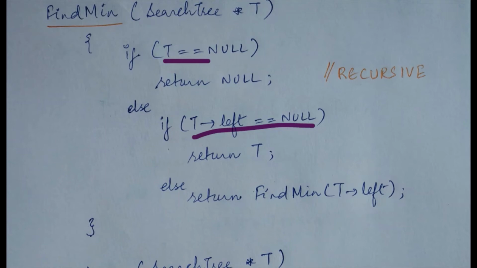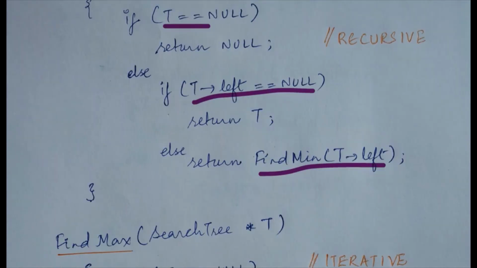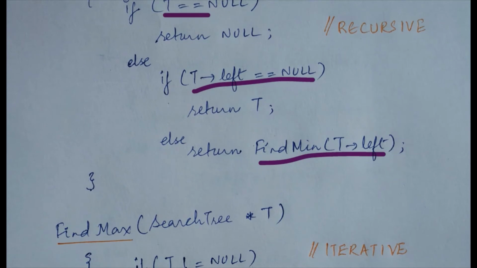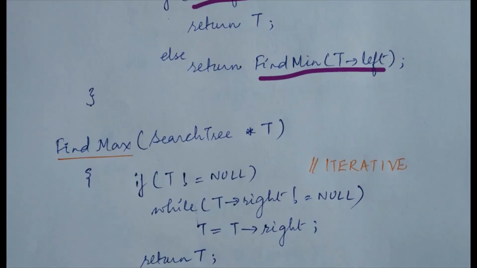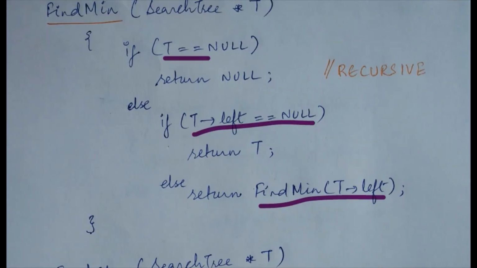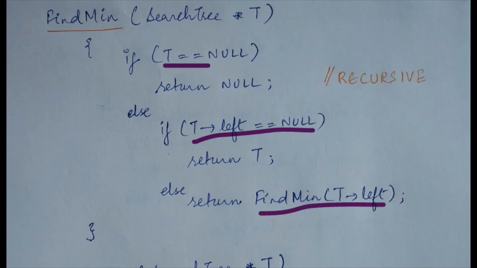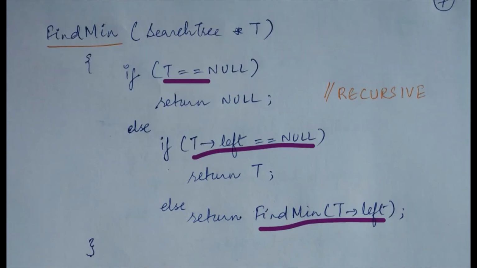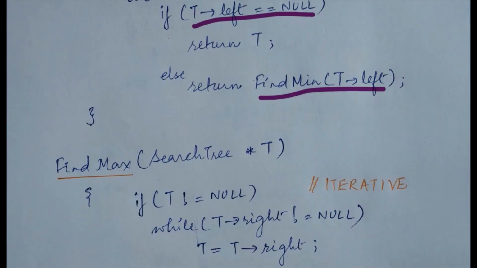Otherwise, we call find min on the left subtree, and so on. It will continue calling on the left subtree till t2 left is equal to null. Okay. Similarly, you can do maximum. This function is recursive, so if everywhere you replace t2 left with t2 right, it gives you the maximum. Find min again returns the node that contains the minimum element and not the element.